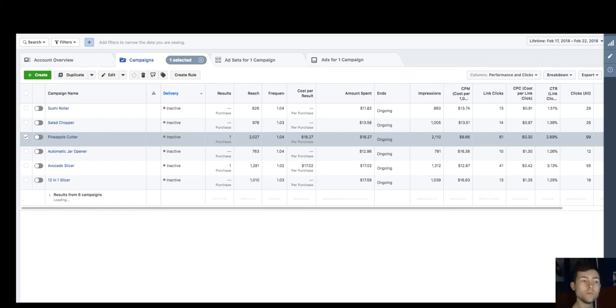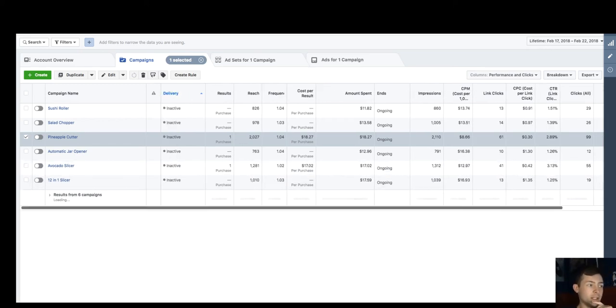And Facebook can only do so much. They can't make the product sell, but they can show it to people who are most likely to buy. So that's why a lot of the time when you get a sale on the first day and then it just dies out, that's just the way the algorithm works. It tries to get you the most likely person to convert within the first day.